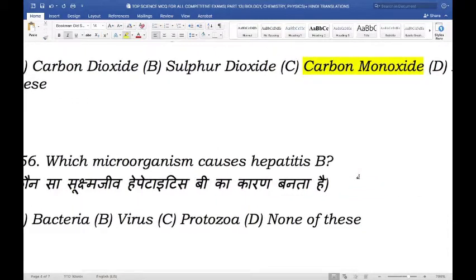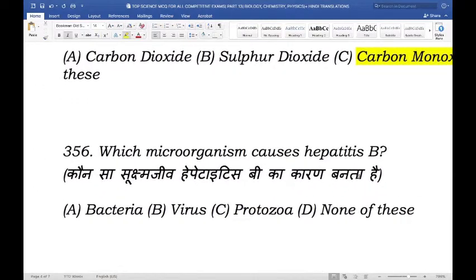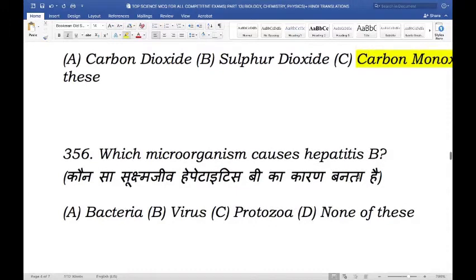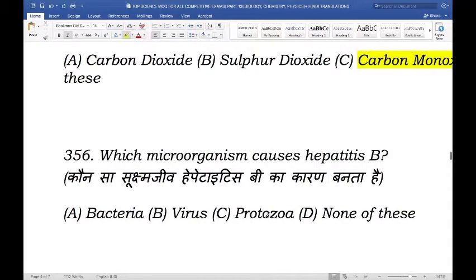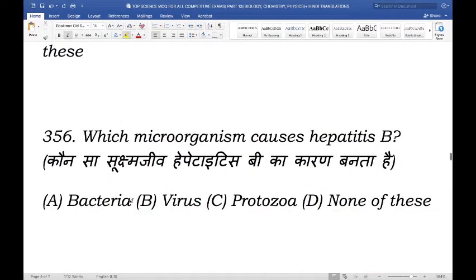Next question. Which microorganism causes hepatitis B? So is it bacteria, virus, protozoa, or none? So the cause of hepatitis B is a virus. Hepatitis B infection is caused by hepatitis B virus, which is also abbreviated as HBV. The virus is passed from person to person through blood, semen, or other bodily fluids.